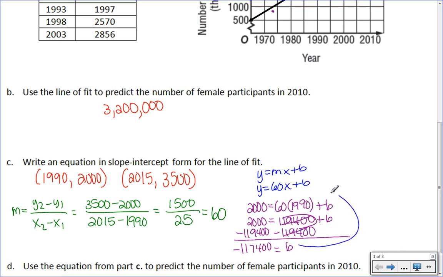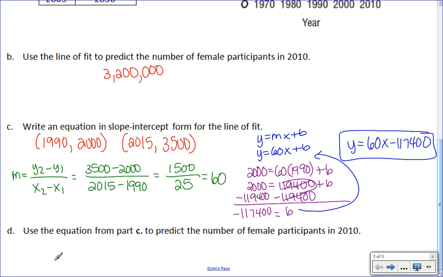So this goes back up to here and replaces the b in our equation. So y equals 60x minus 117400. Okay.